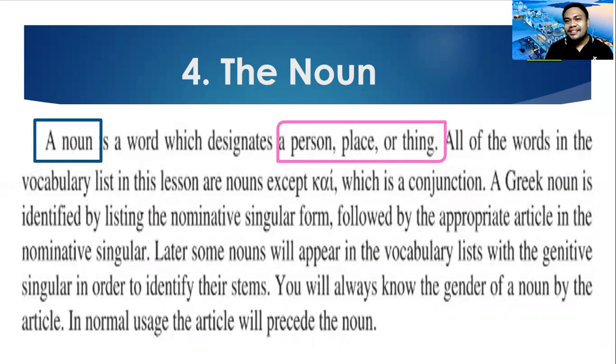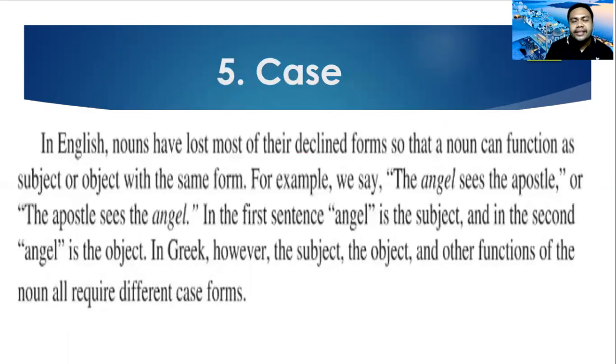So each noun has its gender based upon its article. As of now, you have the masculine and the neuter forms or articles. In normal usage, the article will precede the noun. So normally, before the noun, there would be an article. But sometimes you cannot see an article, but it's just there. That's the Greek characteristic. All right, so let's proceed to the case.